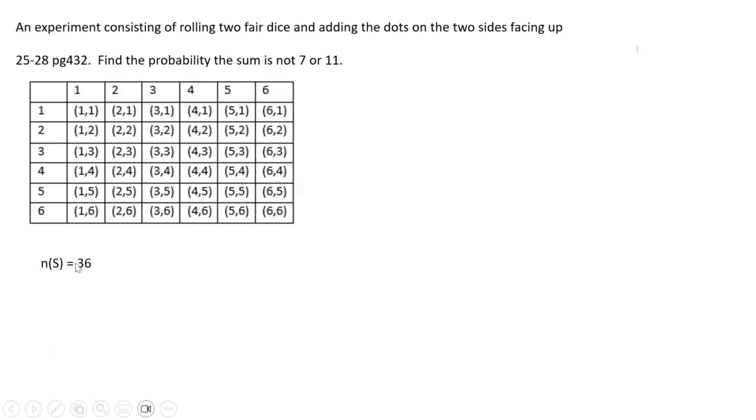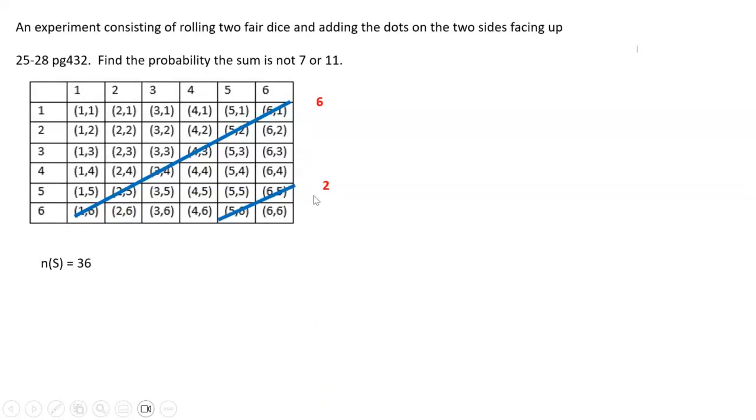First of all, 36 is my sample space. Why is it 36? Because there are 6 rows and 6 columns, so 6 times 6 is 36. So my sample space for tossing 2 dice will be 36. And this is not 7, this is which is 7, and these are 11.